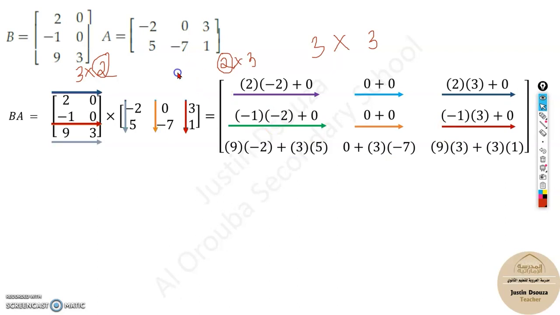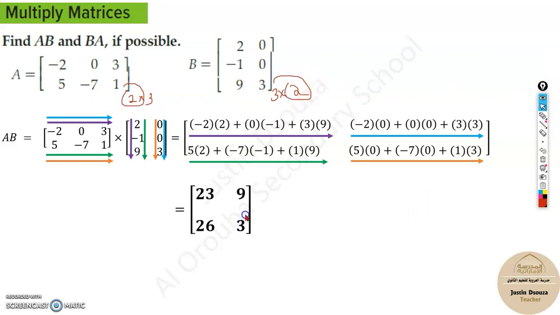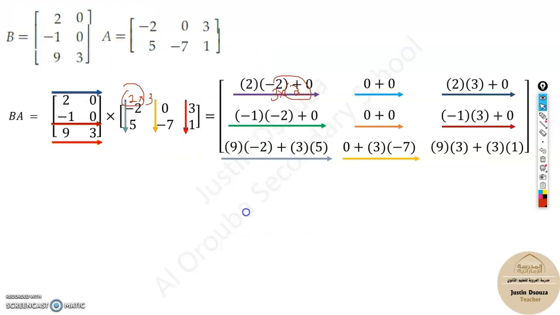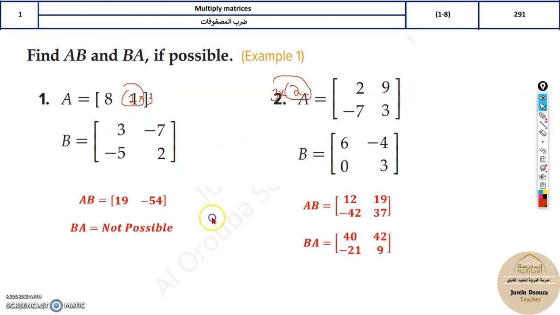See in the previous one as well, that is A and B, you can see it was 2 cross 3 and 3 cross 2. So the final answer would be the first and the last digit, that is a 2 cross 2 matrix. This is a 2 cross 2 matrix. That's how we do it. Now, that's it. And you can simply multiply them.